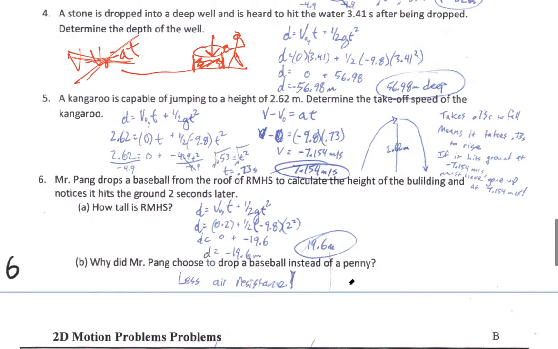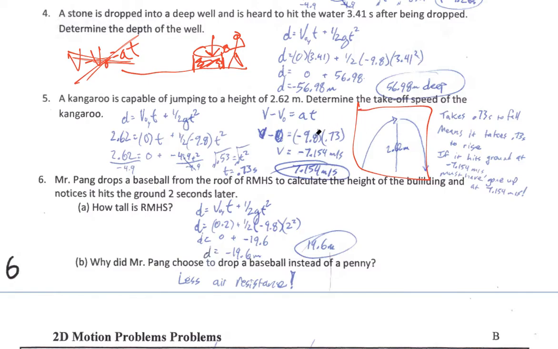All right, next one. Kangaroos are capable of jumping to a height of 2.62 meters. Determine the takeoff speed of the kangaroo. So this one's a little more challenging because we've got to realize what's going on. If you diagram it out, you'll be in pretty good shape. So I would actually recommend starting here.